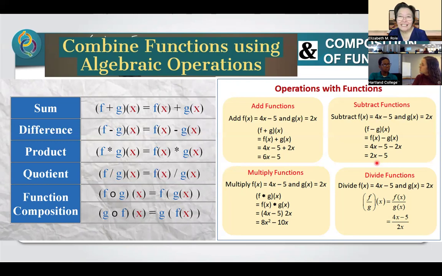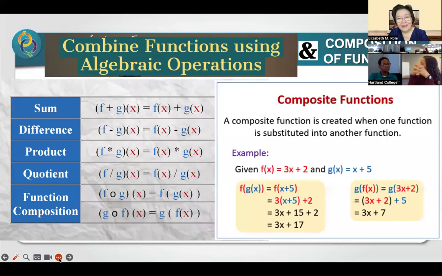Multiplying, f asterisk g of x, so it's f of x times g of x. 4x minus 5 times 2x gives you 8x squared minus 10x. And then division, of course, means you're dividing f of x by g of x. So 4x minus 5 divided by 2x, and I think we cannot simplify that one anymore. That's already the final value of the function. So these are just new symbols, but it's something we have already done previously on algebraic expressions.